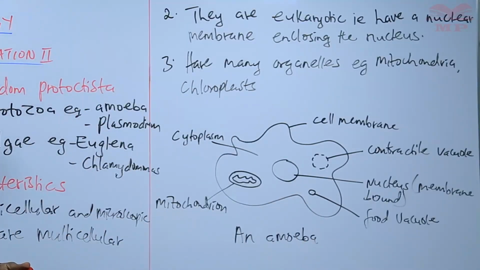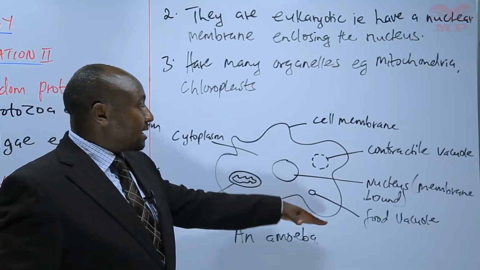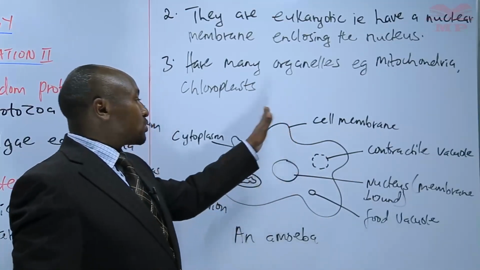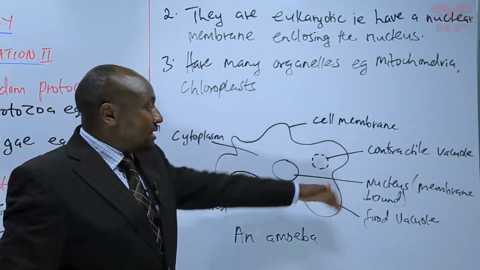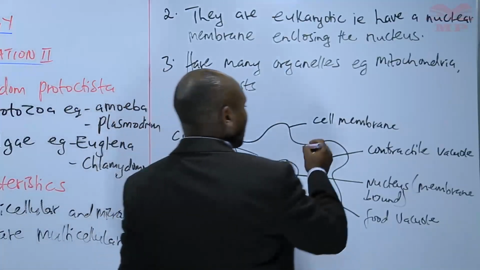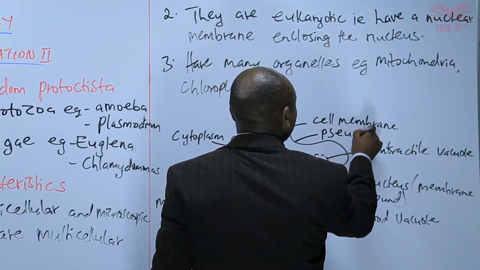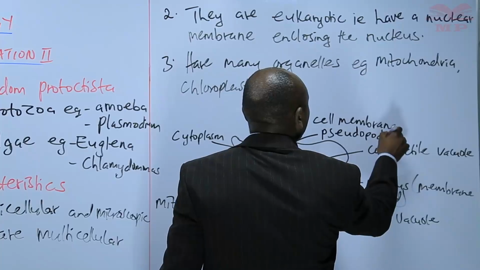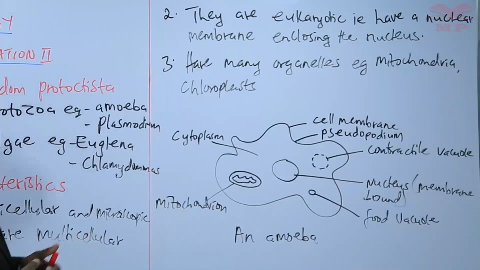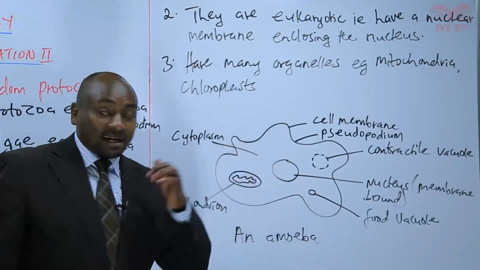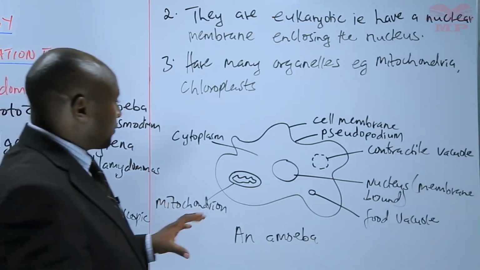Now, there is also another point that you can see that the cell membrane is not uniform. It has some projections, and those projections, we refer to them as the pseudopodia. So one is called a pseudopodium. We shall look at that as we look at the other characteristics. So basically, that is what we have learnt.